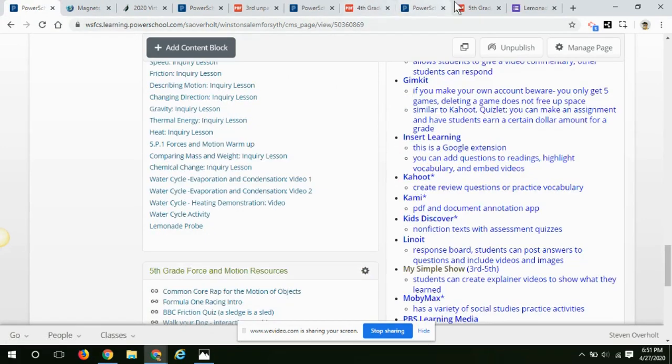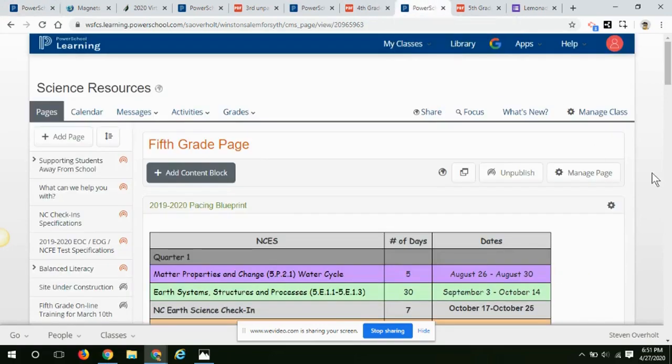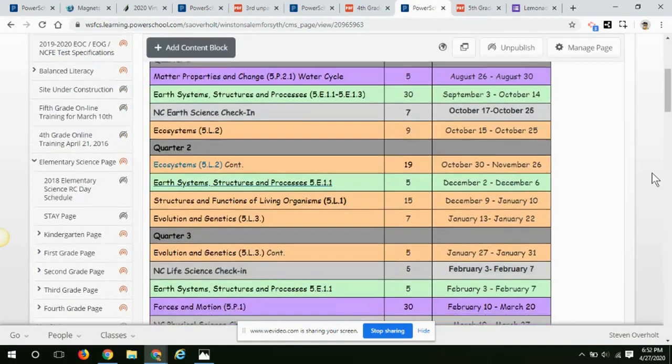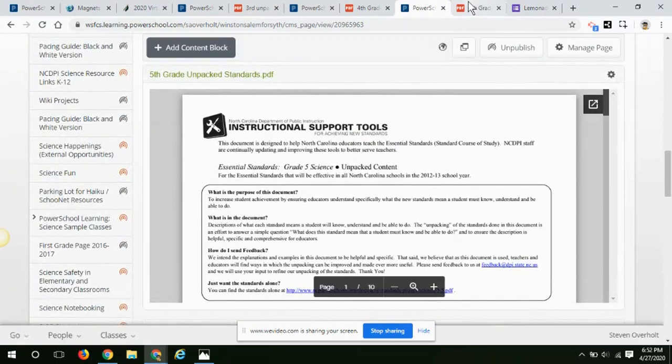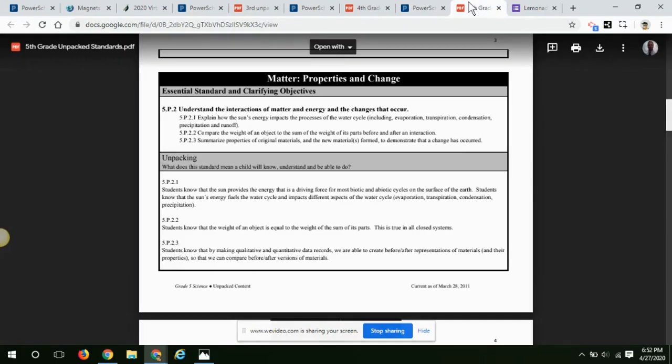All right, so now in the fifth grade, we're going to look here at the fifth grade page. Beneath the pacing is where our unpack document is. As we pop this out, we see that 5P2.1 gets into the water cycle, getting into how the energy from the sun impacts the changing of the water cycle. It's cycling it through matter, so it is solid, liquid, and gas, and how the heating does that changing.